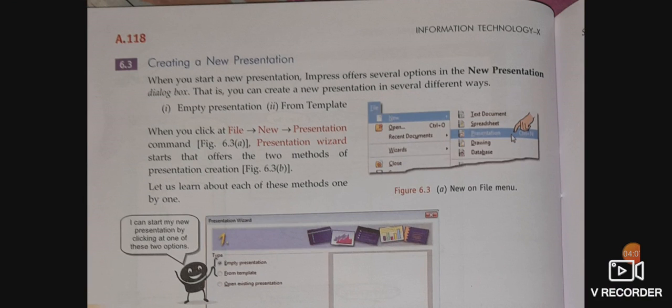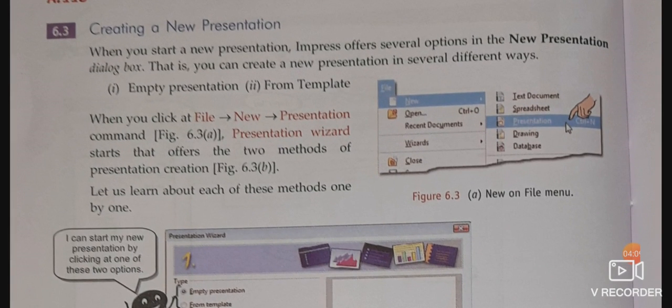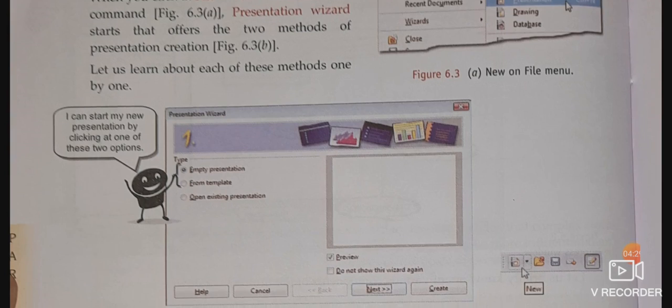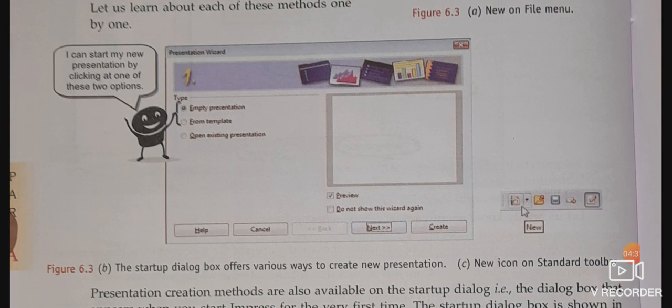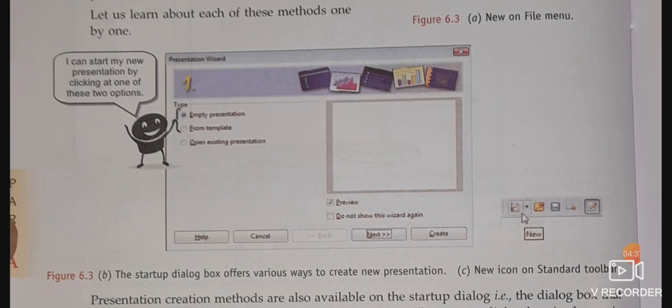Now children, how can we create a presentation? For that you have to go to the file menu, and from there you have to select new and then presentation, and you can also do that with the help of the shortcut key Control plus N. So if you press Control plus N, a new presentation will open. When you click Control plus N, this screen will open in front of you, okay, where you will get the presentation wizard.